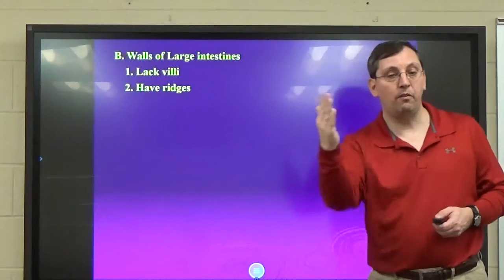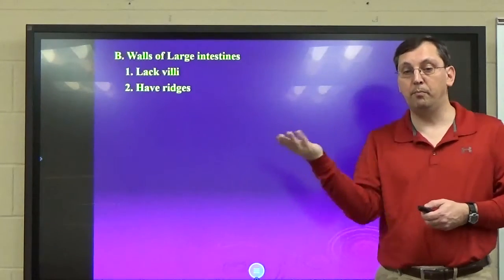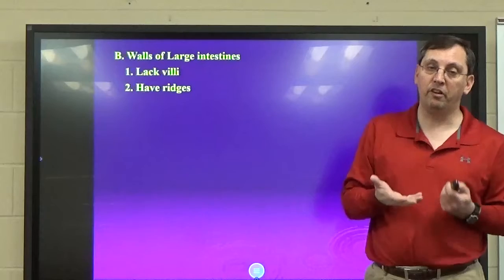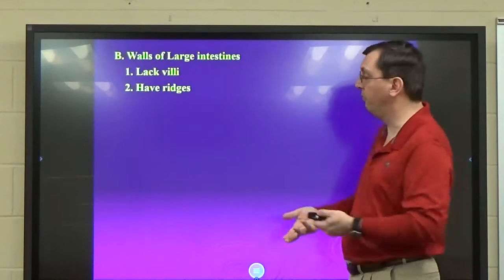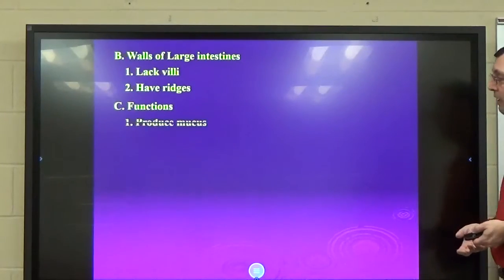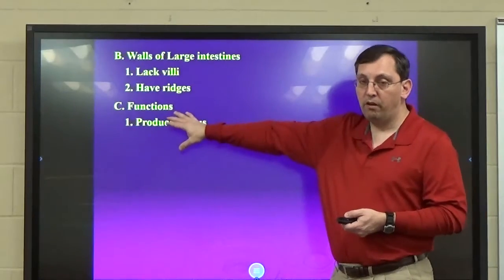The ridges act as sort of like rifling in the barrel of a gun, allowing things to be pushed through. The downside is those ridges can catch things, causing problems and infections. The functions: the primary job of the wall here is to produce mucus.